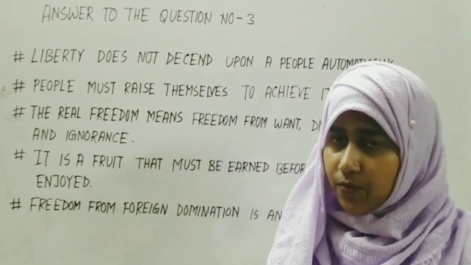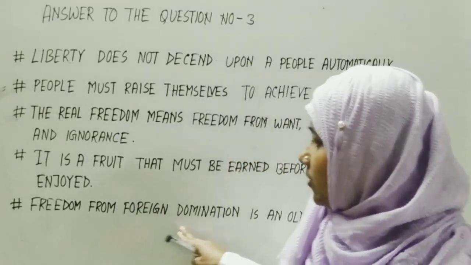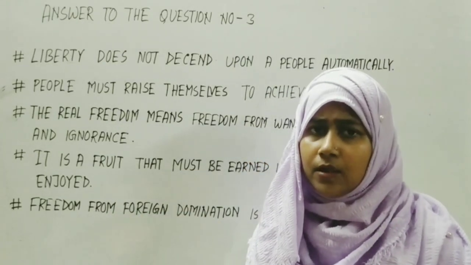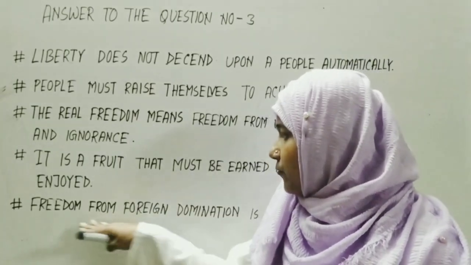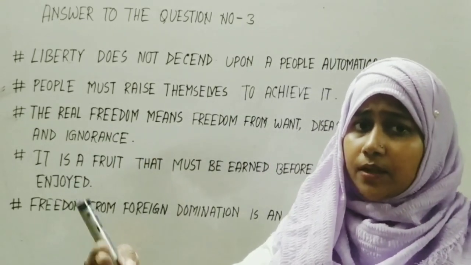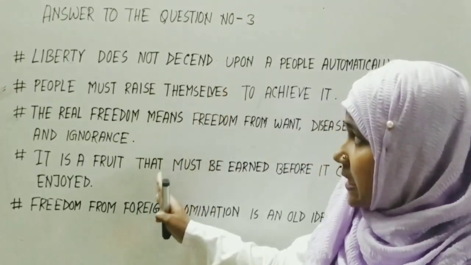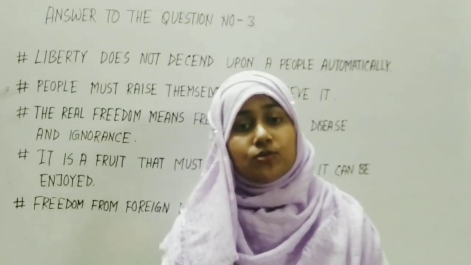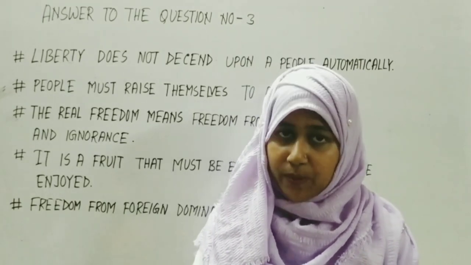And then the last point, that is freedom from foreign domination. Freedom from foreign domination is an old idea. Is it a new idea? No, not at all. It is an old idea that we got our freedom from British domination so many years before. So this is how you can maintain the sequence. And for maintaining sequence, you can use some grammatical rules I have already discussed before.